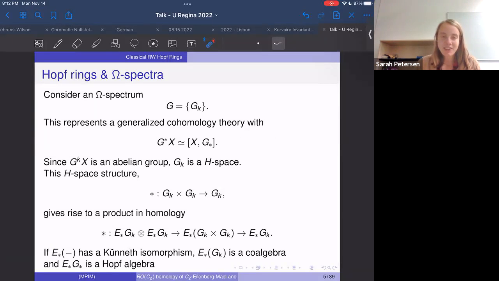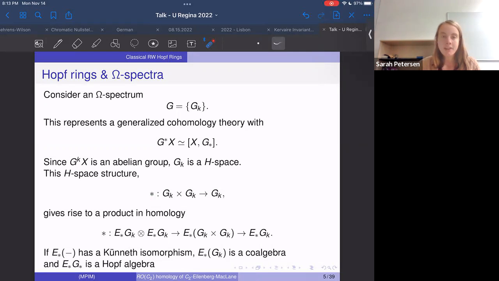So in this setting, we're considering an omega spectrum G. This is a sequence of spaces together with structure maps between them. Since G is an omega spectrum, it represents a generalized cohomology theory, with the cohomology of a space X being equivalent to the homotopy classes of maps from X into the spaces of the spectrum. And since the cohomology will have the structure of an abelian group, in the homotopy category the spaces G_k will also have an abelian structure. In fact, since they're infinite loop spaces, they also have the structure of an H-space. This H-space structure we will denote with a star.